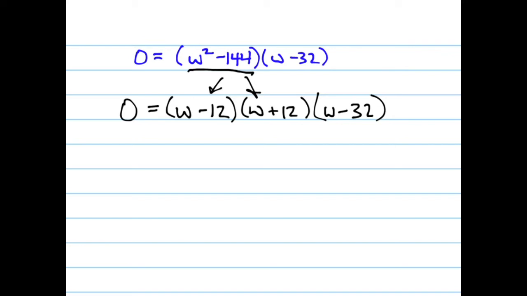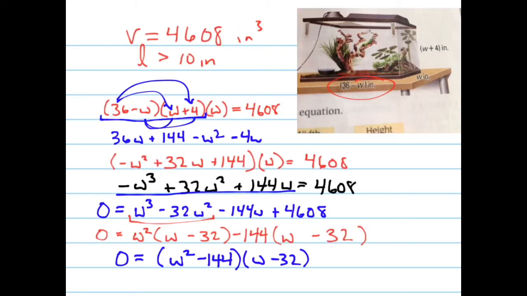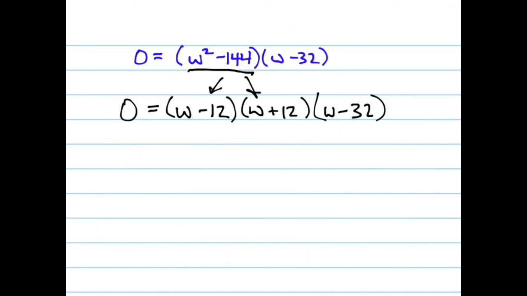So we have 3 terms, which is not unusual when you have a polynomial with a 3rd degree. Since that exponent was 3, sometimes you can factor it into 3 different pieces. You can't ever factor it into more pieces than that. If I got a 3rd degree, there's no way I can factor it into 4 pieces. Sometimes you can only factor it into 2, but oftentimes you can factor it into 3. So what are our solutions for w? 12, negative 12, 32.